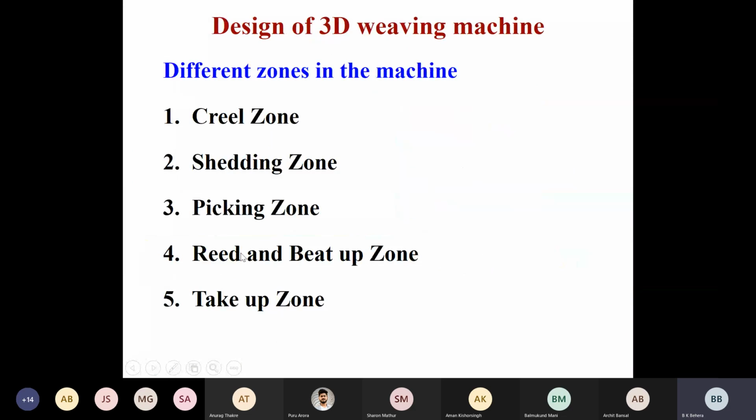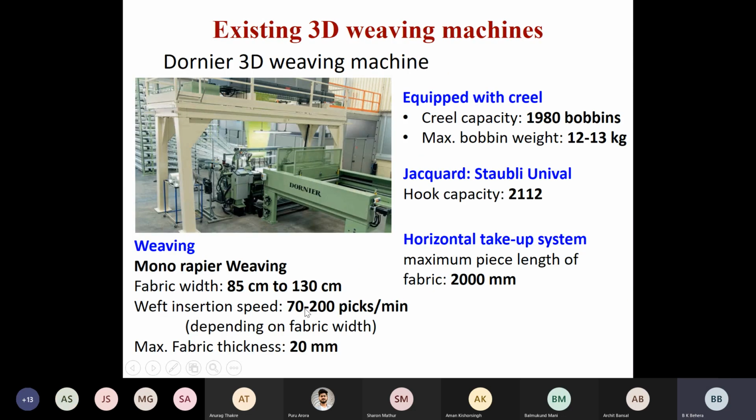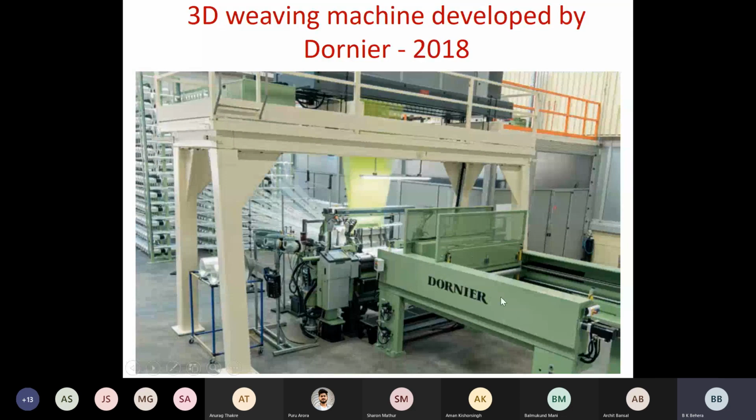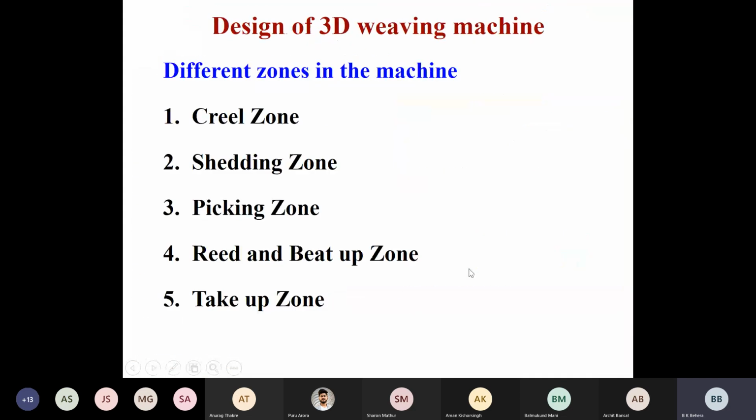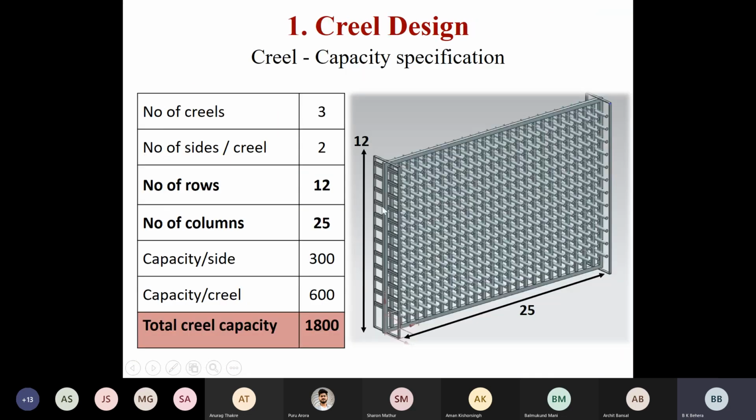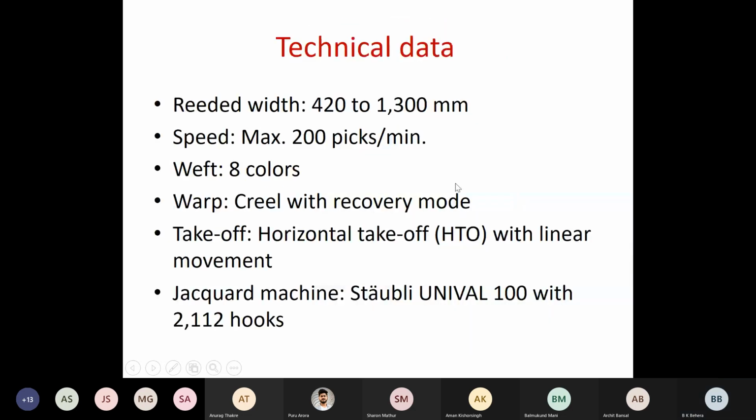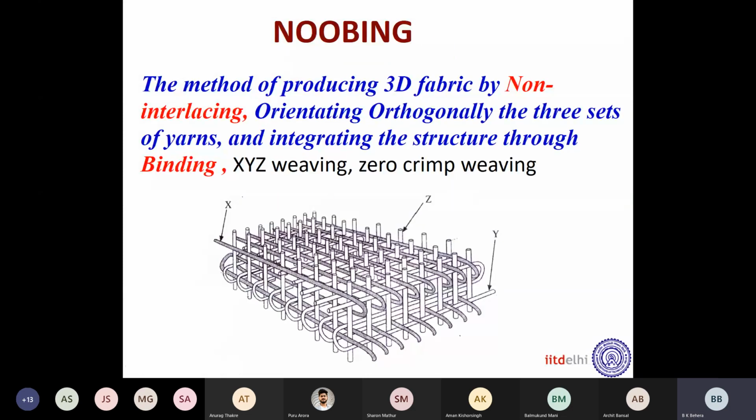Then what else? Creel zone, shedding zone, picking zone, reed and beat up. So it is normal reed, parallel beat up, and the take up zone is linear take up. That is what you call horizontal take up or linear take up. So this is how the machine is divided into 5 different zones, and there is a mechanism in each place. The creel looks like this, where you can fit a number of packages. And there are some technical specifications of this fabric. You don't have to remember all this.